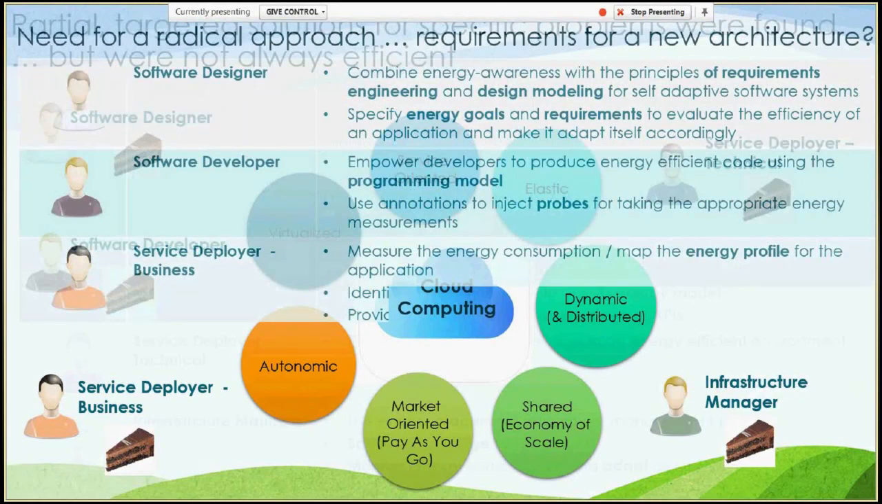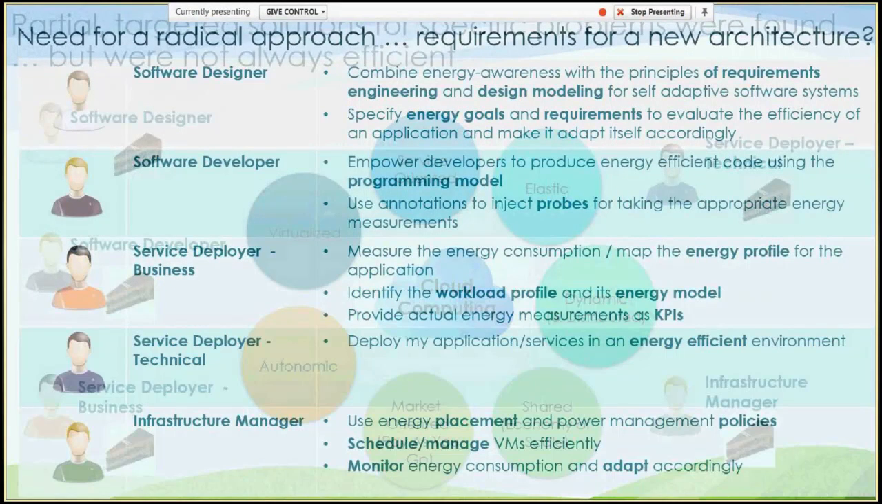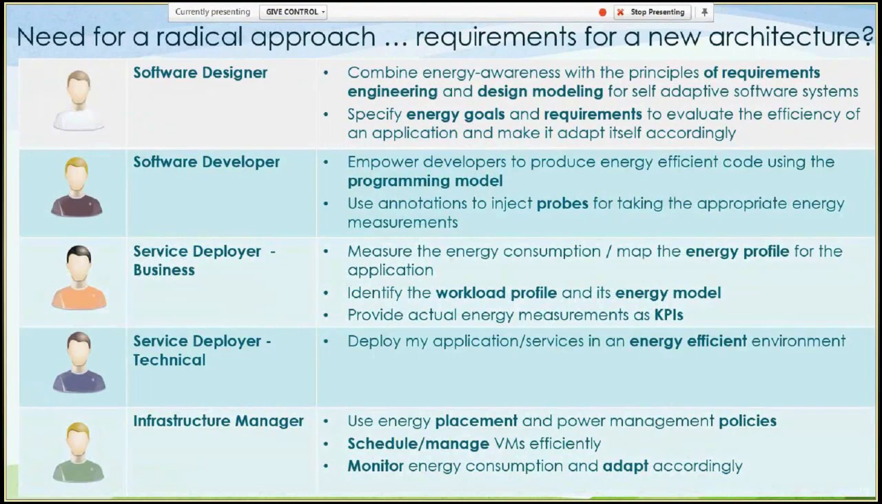So what ASCETiC has looked at is again coming up with a radical approach from the requirements gathering to the operation of an actual service on a cloud, and again to do this, there is certainly a need for a new architecture. This is what, again, some of the requirements from the stakeholders. I will take an example for each one.